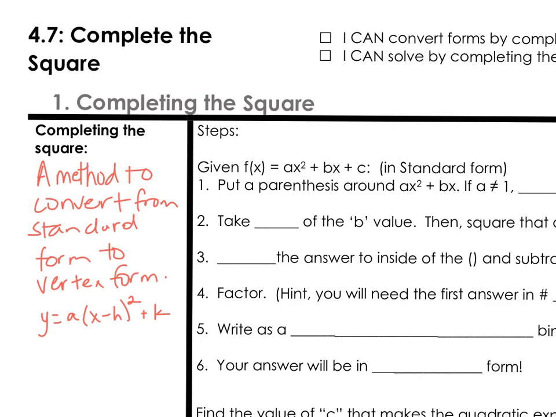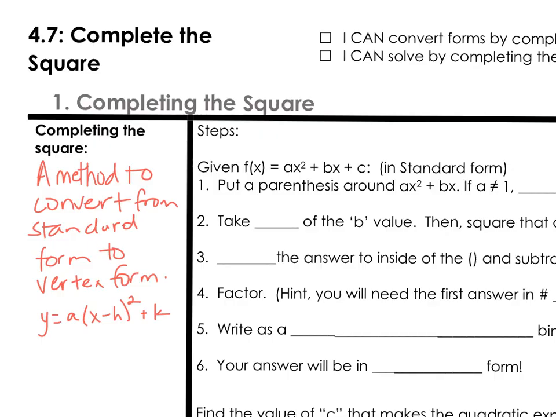We've spent the main part of the second half of Chapter 4 converting standard form to intercept form through factoring, and we were able to use that method to find x-intercepts. In Lesson 4.7, we're going to try a different approach. Completing the square is a method that converts from standard form to vertex form.